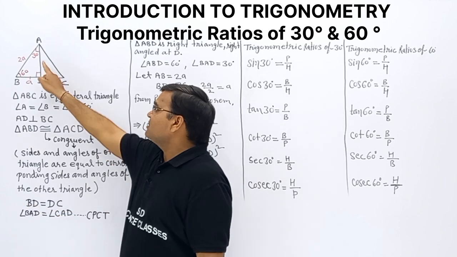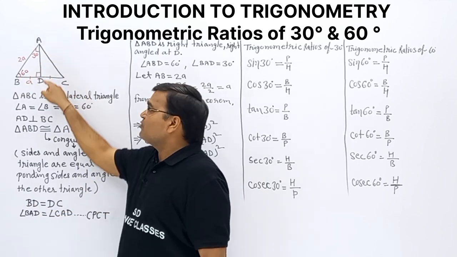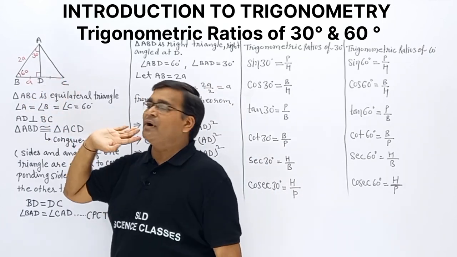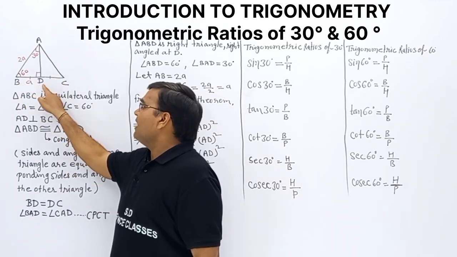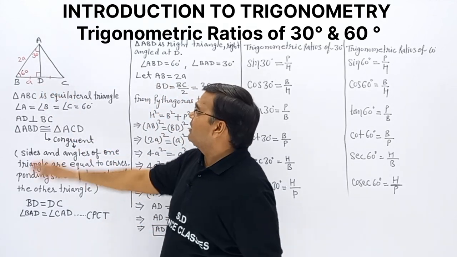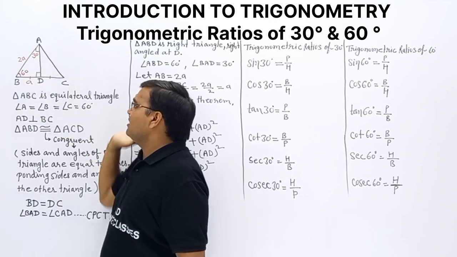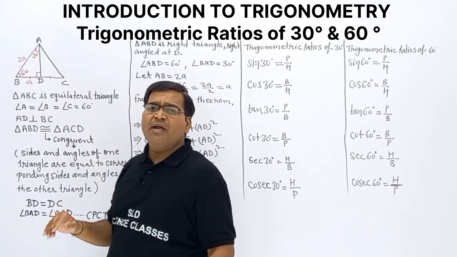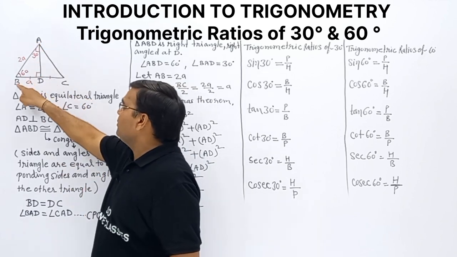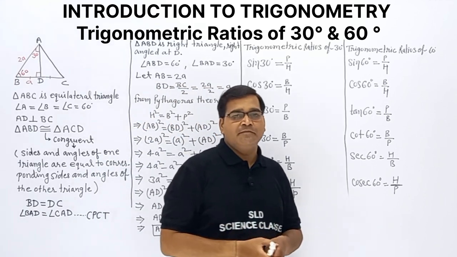It means this perpendicular line AD divides BC into two parts, BD and DC. Yes or no? Once we draw the perpendicular line AD on BC, we obtain two triangles. One is ABD and another one is ACD. Observe what I am saying.